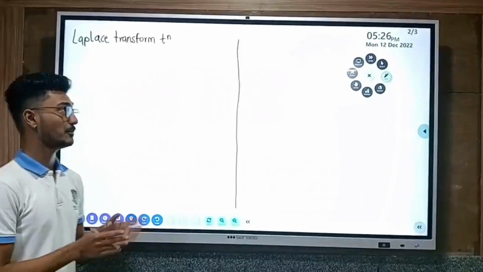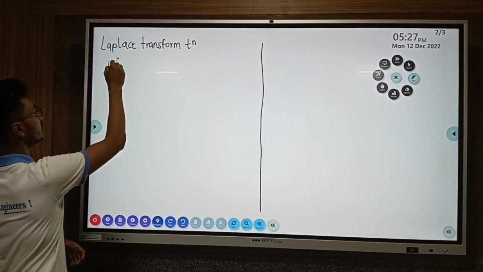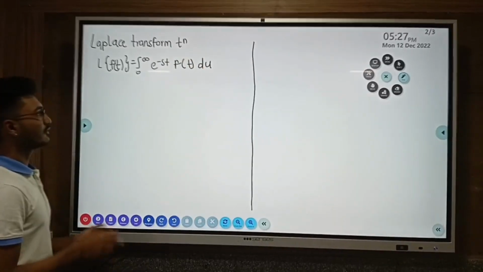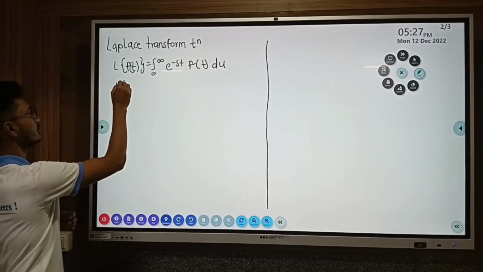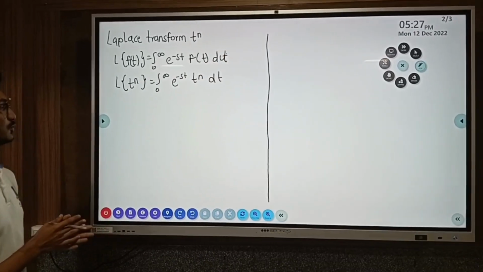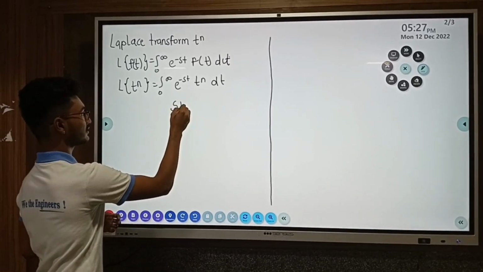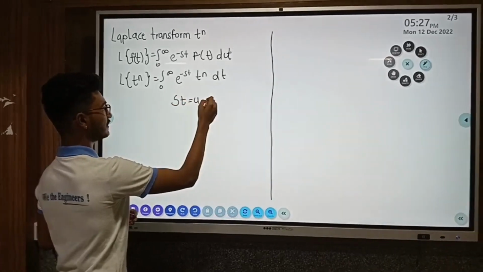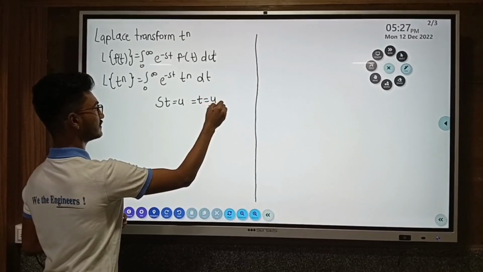Today I will explain the Laplace transform of t raised to n. So we will write the formula. After that we will put f of t equal to t raised to n. After that we will put st as u. So st is equal to u, so we will take s to the denominator, t is equal to u by s.